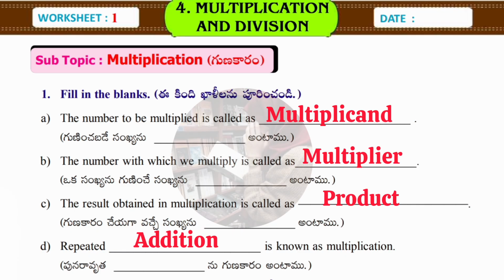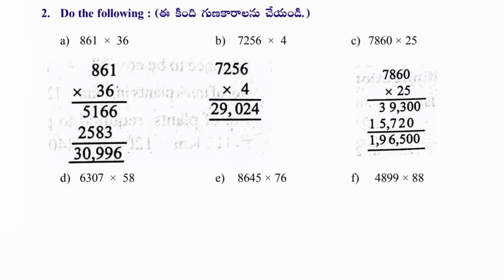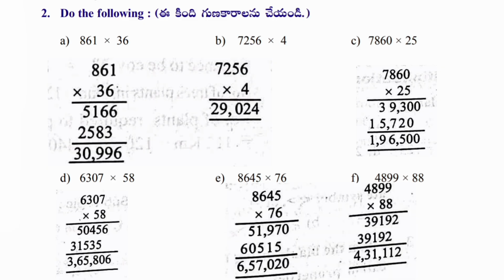Got it? Okay. Now we'll move to the second Roman, which is do the following. Here we have to do the multiplication of the given numbers. Let's see, first one is 861 multiplied by 36. First write it down, 861 multiplied by 36. 6 1s 6, 6 6s 36, 3 carry forward. Then 6 8s 48 plus 3 is 51.